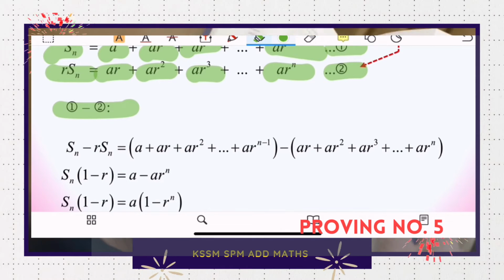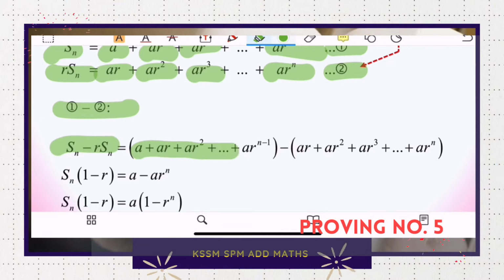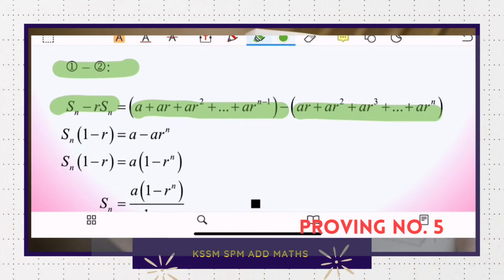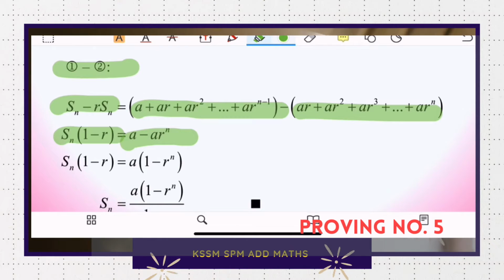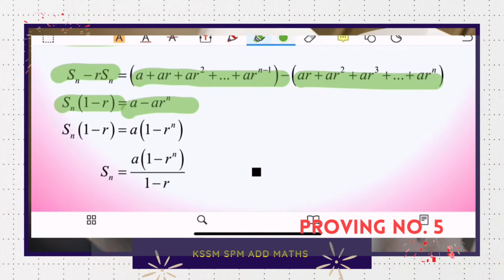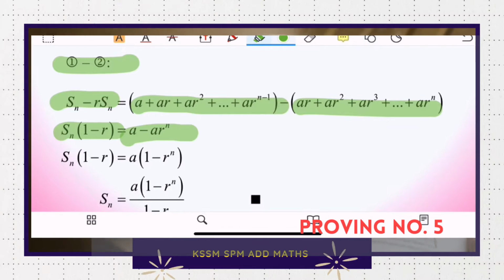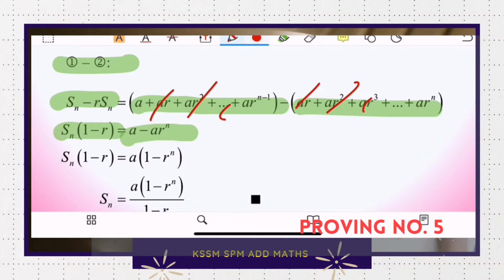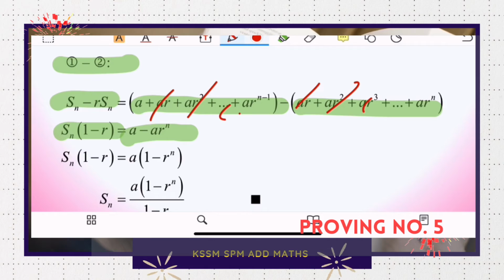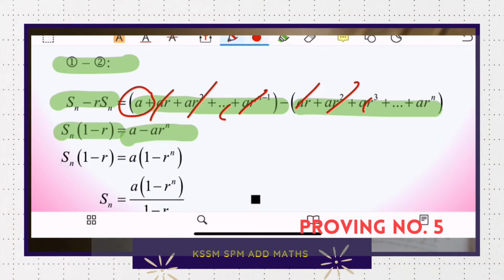Now we need to subtract 1 and 2. We minus, so Sn minus R Sn. We will get this term minus this term. Finally, we factorize the Sn and simplify. A minus AR^n looks very simple because we can cancel them out. Like this term, we cancel. This term, we can cancel out, and so on and so forth. All the terms in between cancel. And finally, this term also cancels out. So the balance is just A minus AR^n.